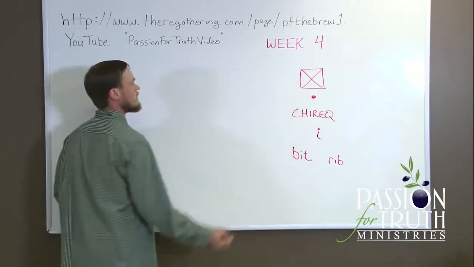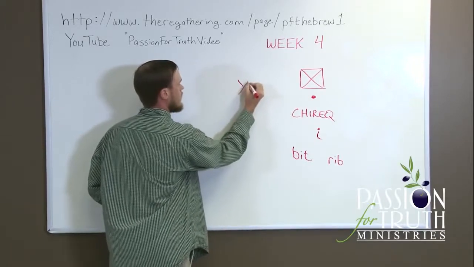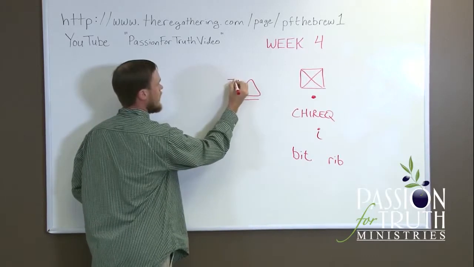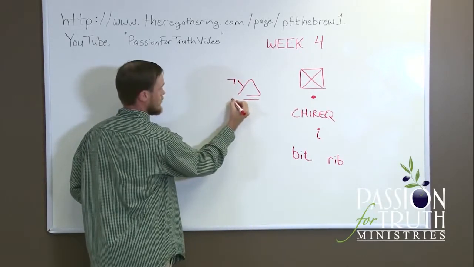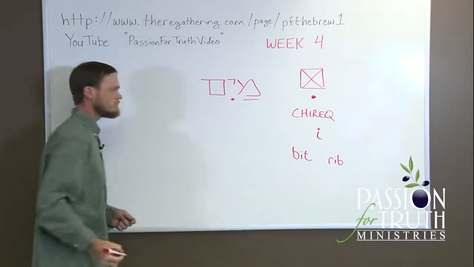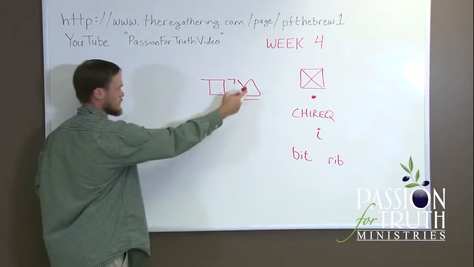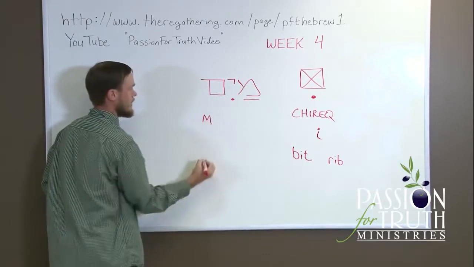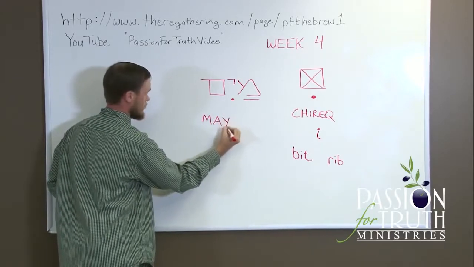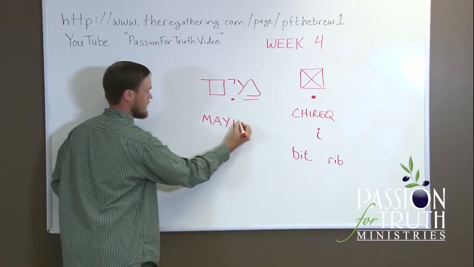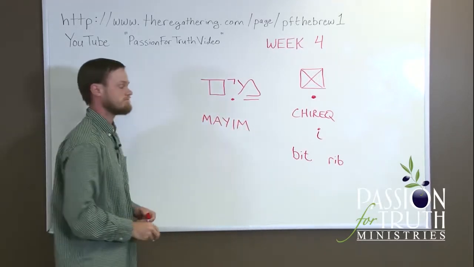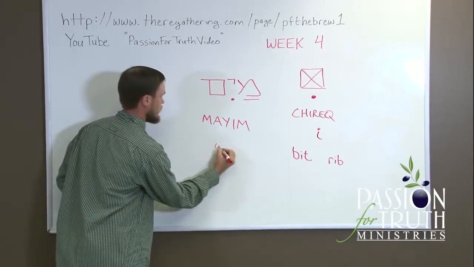And using the chirik, if we have a mem with a patach, a yod with a chirik, and then a final mem. First we pronounce the mem, the short A of the patach, the Y of the yod, the short I of the chirik, and finally the M of the final mem. And we're left with mayim. And mayim means water.